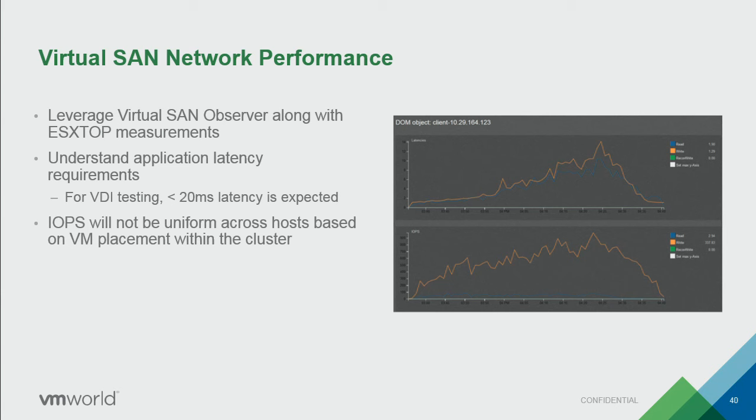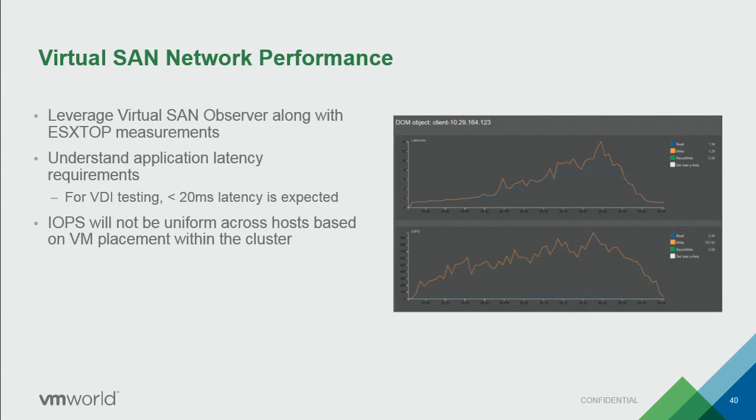IOPS might not be uniform across hosts because it's a distributed, object-based storage. You might have a different number of objects on each node, so when you do reads and writes, your IOPS will not be the same on each host. Depending on how the objects are placed, you could see 10,000 IOPS on one host and 25,000 IOPS on another host if it has more objects.